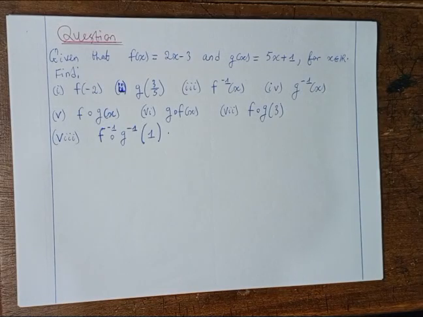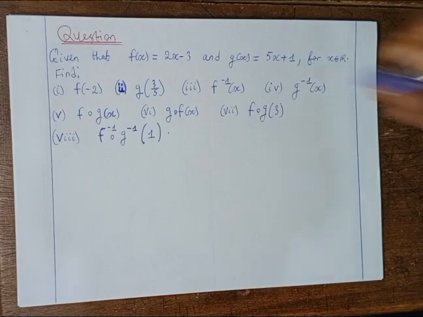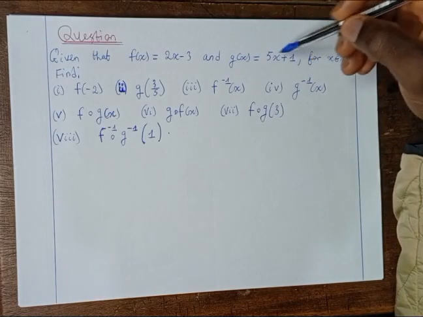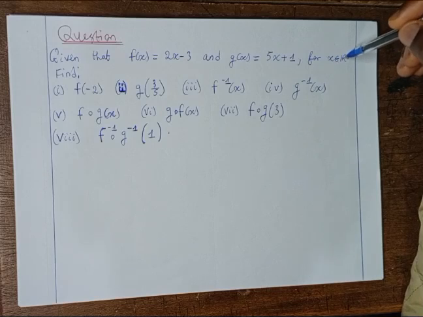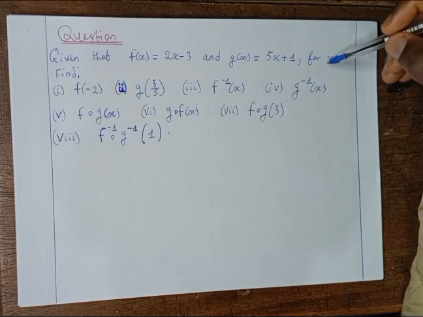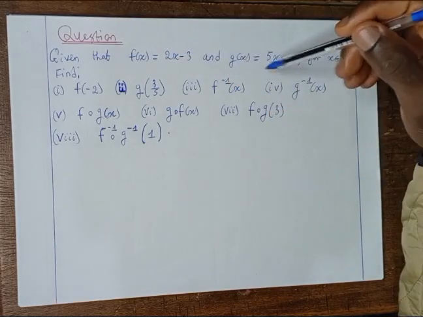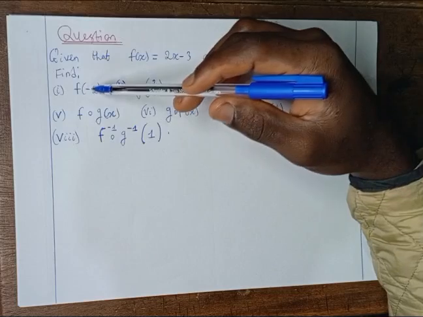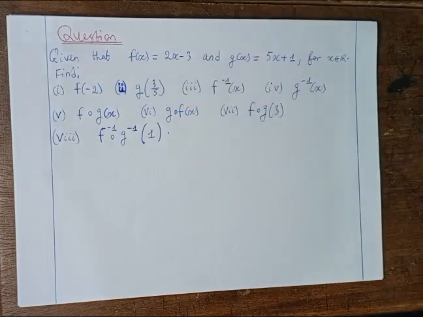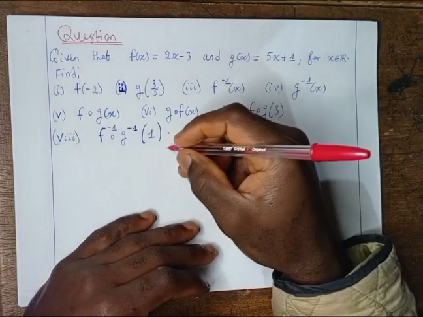We have the following question to answer. Given that f of x is equal to 2x minus 3 and g of x is equal to 5x plus 1 for x belonging to the set of real numbers, where the set of real numbers is the domain of the two functions. We are to find f of negative 2. Let's write down the solution.